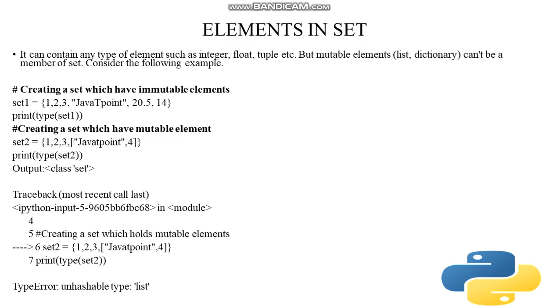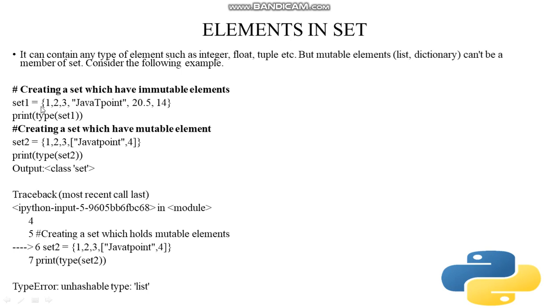Elements in a set can be of any type, such as integer, float, tuple, etc. But mutable elements, that is list and dictionary, can't be members of a set. Why? Because lists are mutable, dictionaries are mutable, right? We can change the value of a list or dictionary. So we cannot put them inside the set as members. Because we can update the list, but here we are saying that members of sets are immutable.